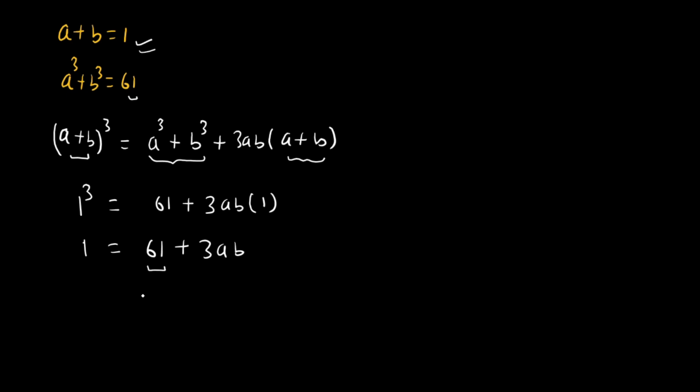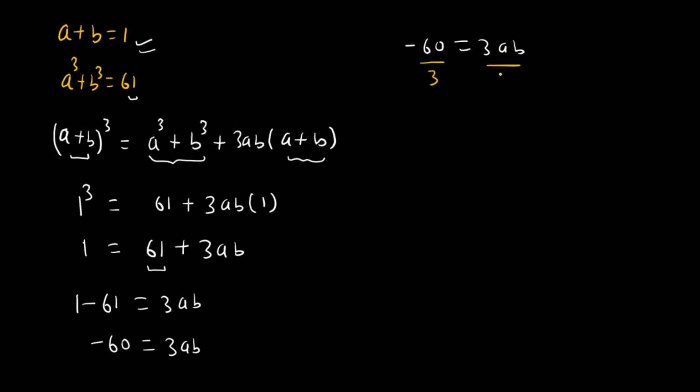If we take 61 to the left hand side, then 1 minus 61, that is minus 60, equals 3 times ab. Now divide both sides by 3: on the left hand side 60 divided by 3 gives minus 20, and the 3s cancel out on the right, so a times b. So a plus b equals 1, and a times b equals minus 20.